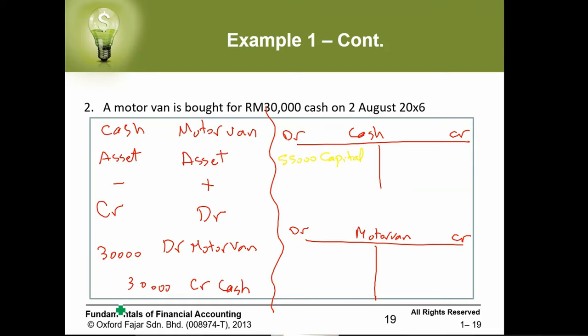The ledger is going to follow each other, okay? So from this transaction, how can we post it? We have debit motor van. So we go to the debit side of the motor van. We write the amount, which is 30,000. We write the other side of the transaction, which is cash. So we post this part of the transaction. The other part of the transaction is this one. So we go to the cash. It's on the credit side of the cash. So we go to the credit side of the cash. We write the amount. Then we put motor van.